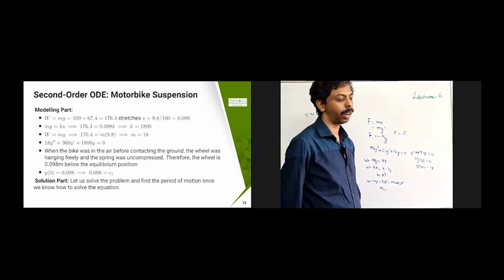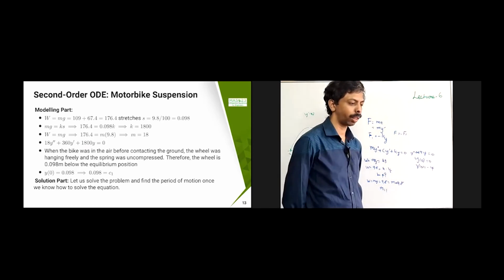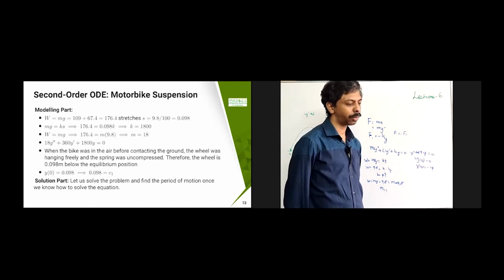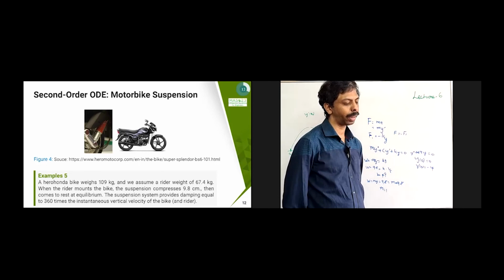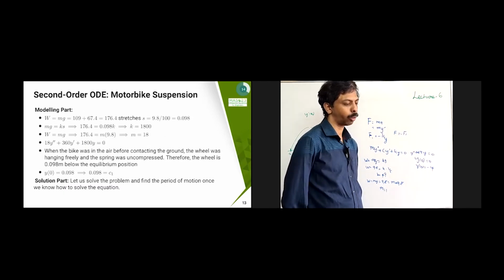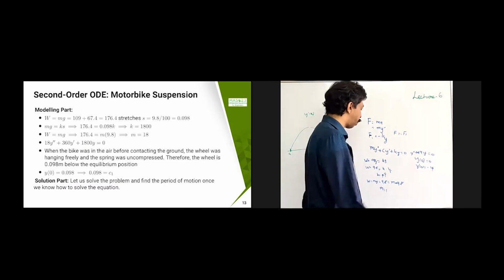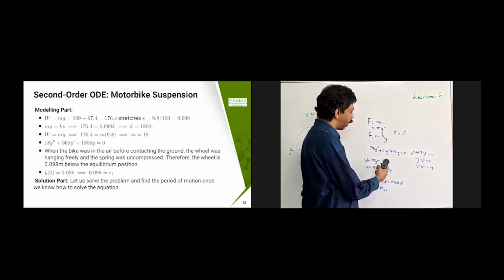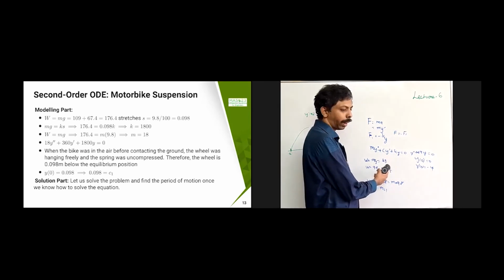It may not be reality because you need to consider some other parameters, but for this problem we are trying a simple one. So I'm just assuming that the mass which is going to act on that spring is going to be 176.4 kilogram. It is given that it is stretching 9.8 centimeter. Therefore S is going to become 0.098.